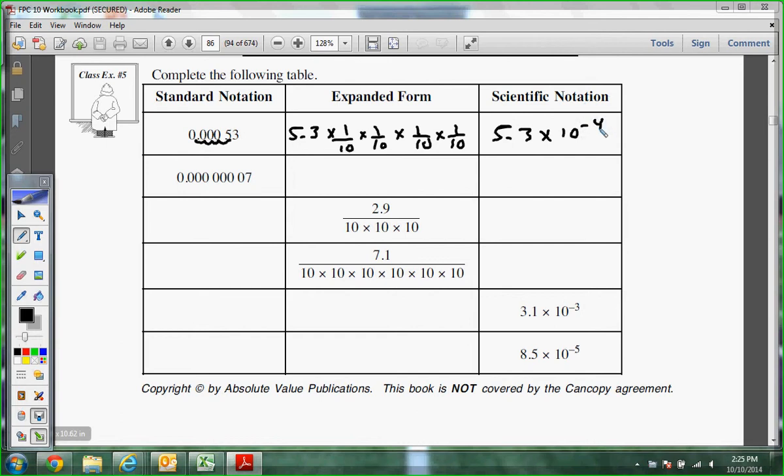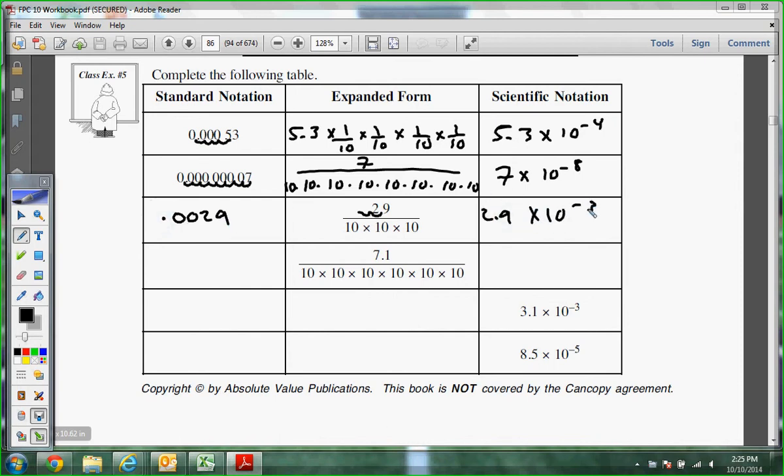Or, like Chris said, we can write them over the top. So we can also write it as 7, 1, 2, 3, 4, 5, 6, 7, 8, over 8 tens. Okay? And that would be the same thing as 7 times 10 to the negative 8. All right, this one here, 2.9. We move it over 3 spots, so it would have 2 zeros in front, 0.0029. Same thing as 2.9 times 10 to the negative 3.